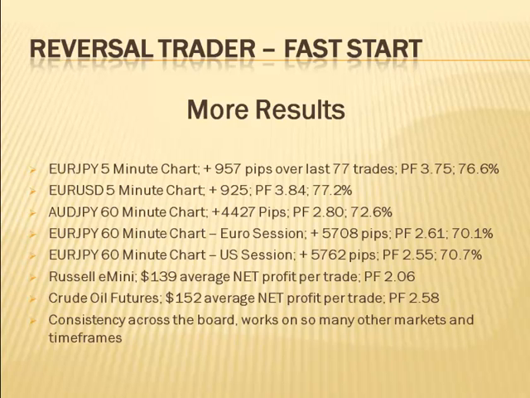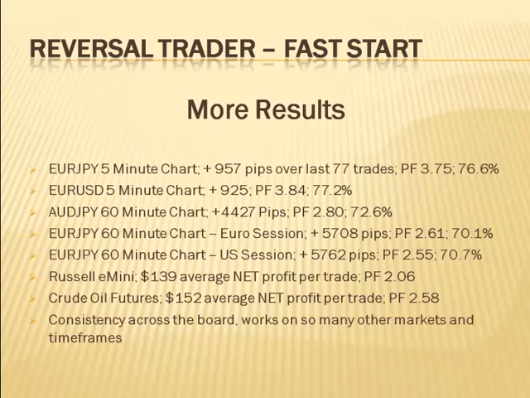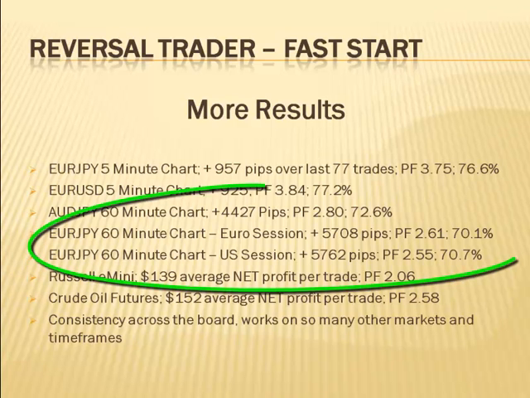Check out our 5-minute charts. We've got a couple great plans for the Euro Yen and the Euro USD. Close to 1,000 pips so far for each one, both of them boasting very high winning percentages and profit factors. The Aussie Yen, the Euro Yen. How about that 60-minute chart for the Euro Yen? You could trade it during the Euro session or the US session.